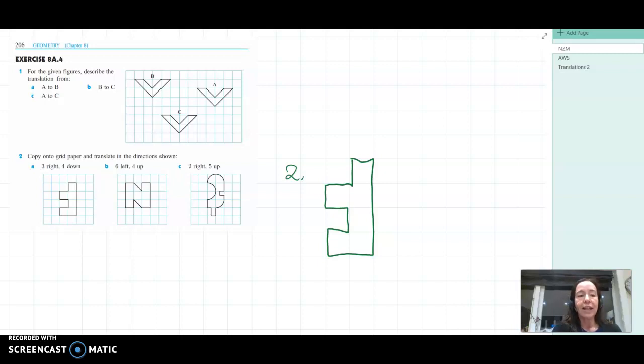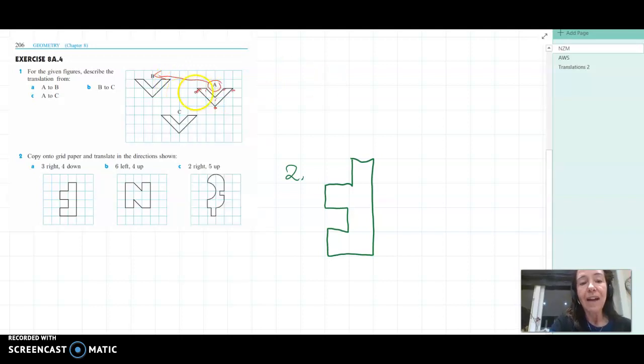So if I look at question 1, it says, for the given figures, describe the translation from A to B. So we're starting with A, and I want to get to B. So I am going to use the vertices. Now remember we said in geometry that vertices were the, hope you all said corners right then. So we're going to look at our little corners, and we are going to say how to move any one of these corners to the B position.